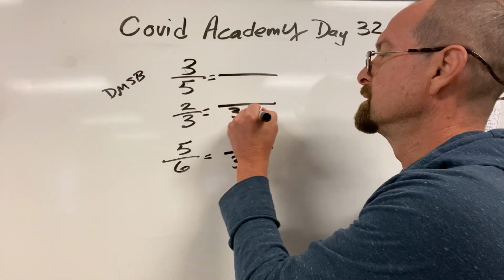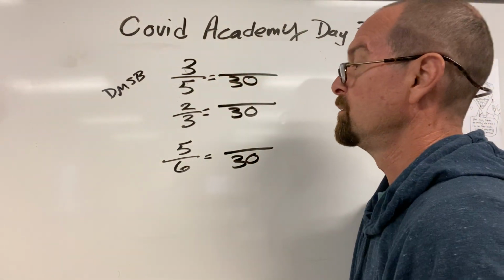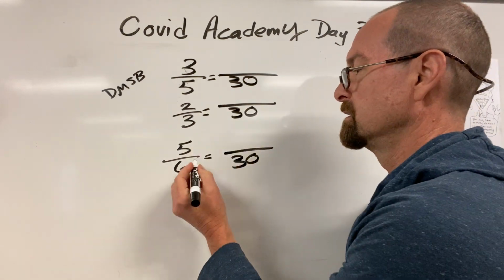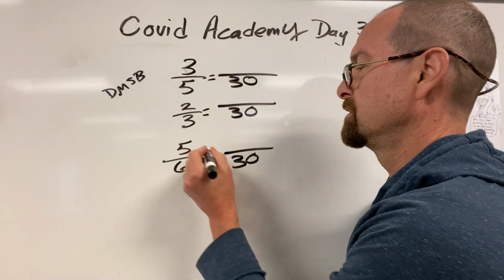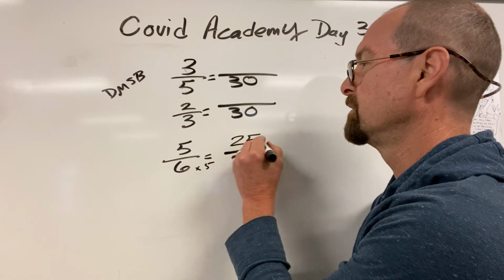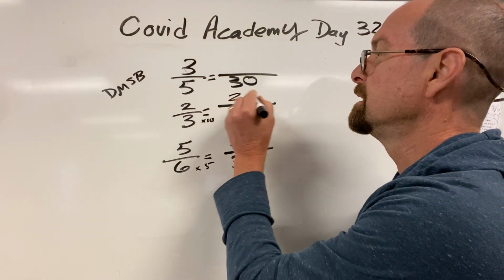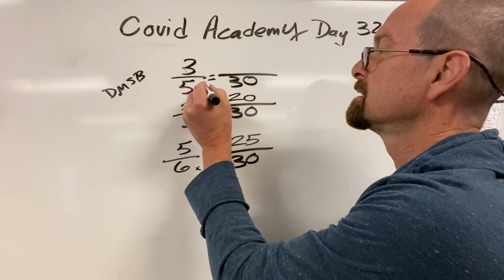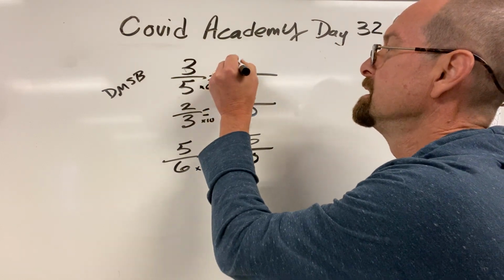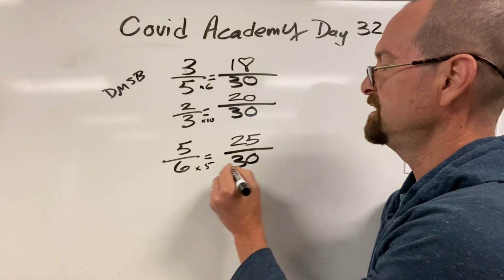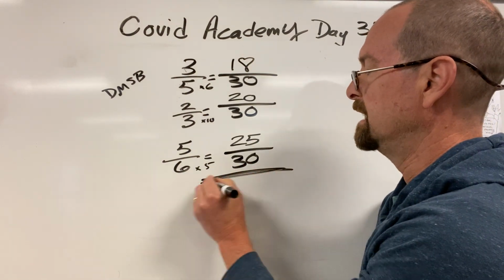I can go ahead and put these denominators in, but I'm doing something different to each one. This time it's times 5, so I have to do times 5 here, that's 25. This time was times 10, so I've got to do the same up here, that's 20. And this time was times 6, so that's going to be 18. Now I get to add them all up. I'm going to put a big line there.